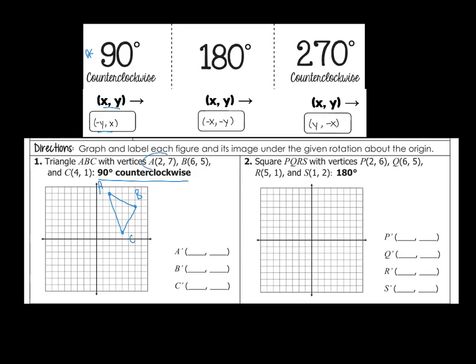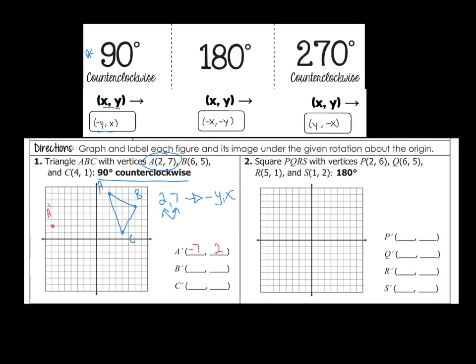Now, let's take a look at A. Where does A get mapped to? 2, 7 is going to get mapped to the opposite Y, X. So again, they're going to switch. If they switch, that means that 7 here is here and 2 is here. Now they were both originally positive. The Y should be the opposite sign. I go 7, 2 over here, and that's my A prime.